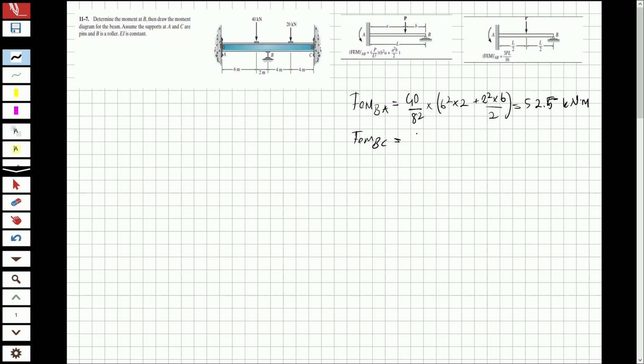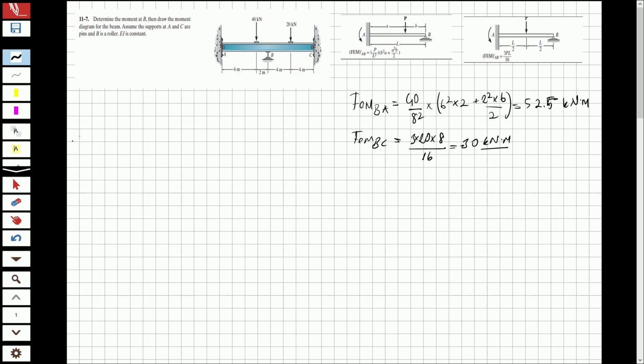Now I'm going to calculate for BC. For BC, that will be 3 times P. What is P? P is 20, times L. What is L? L is 8 over 16. And it will be 30, but it will be minus 30.